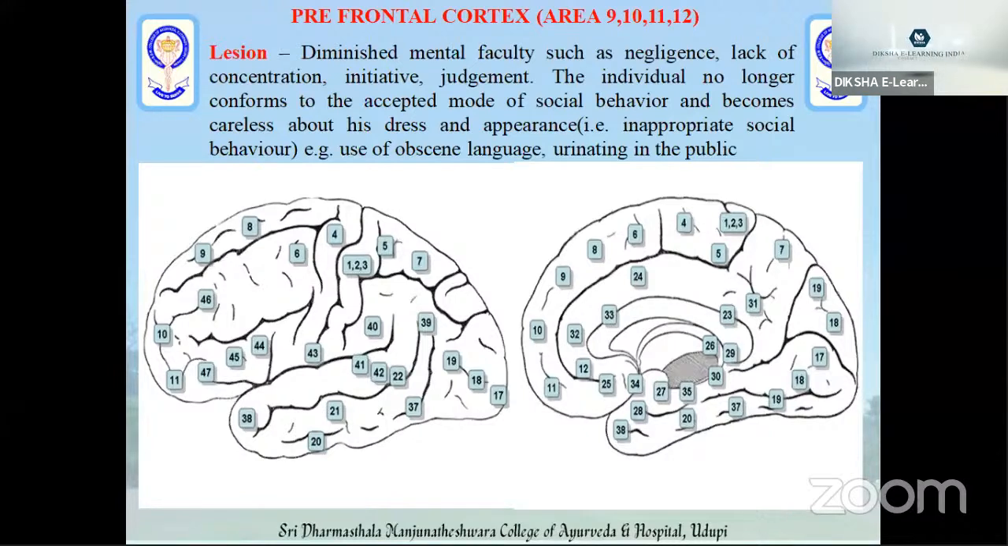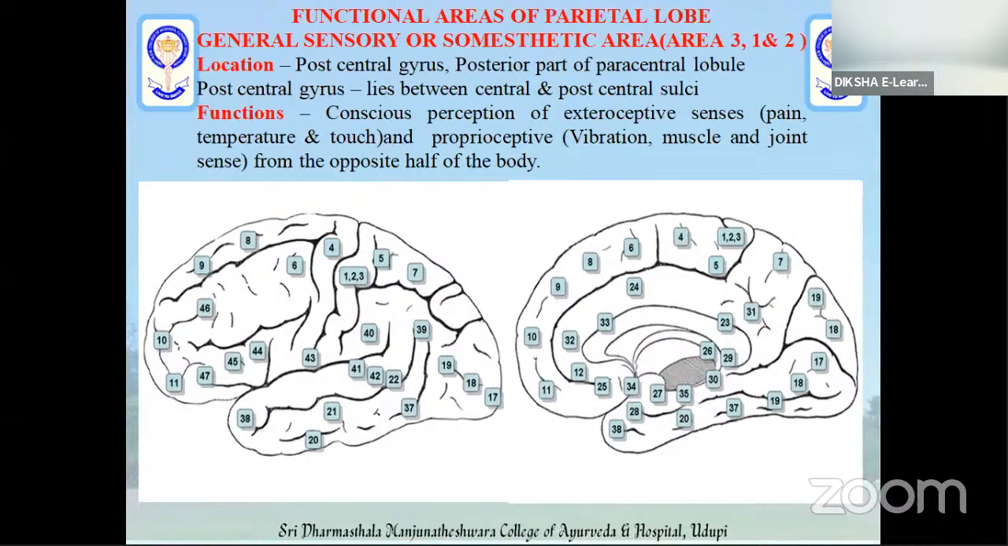Now, this much is regarding the functional areas of the frontal lobe of cerebrum. Next, let us go towards the functional areas of the parietal lobe of cerebrum. In the parietal lobe of cerebrum, there is a general sensory or somesthetic area, area number 3, 1, 2. It is located in the postcentral gyrus and the posterior part of the paracentral lobule.